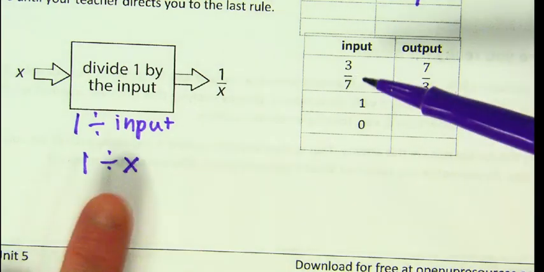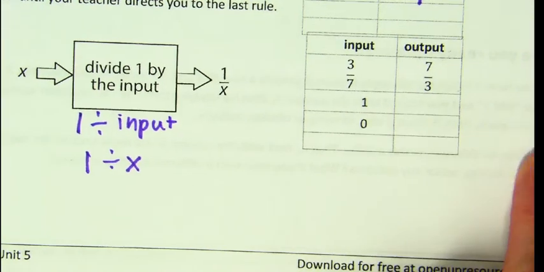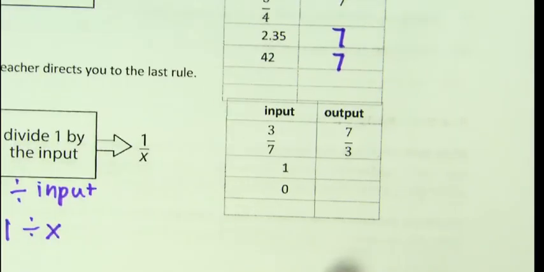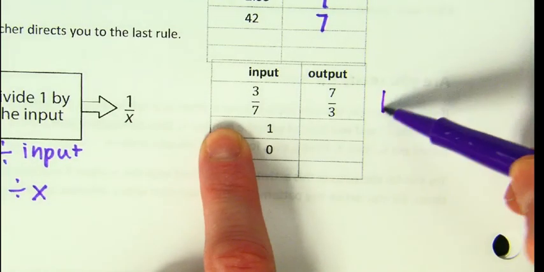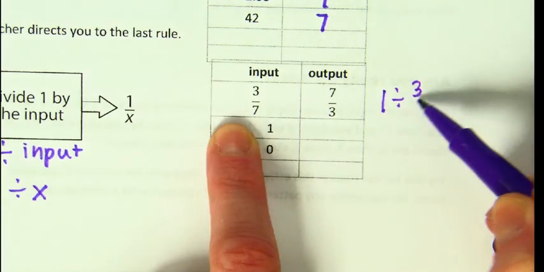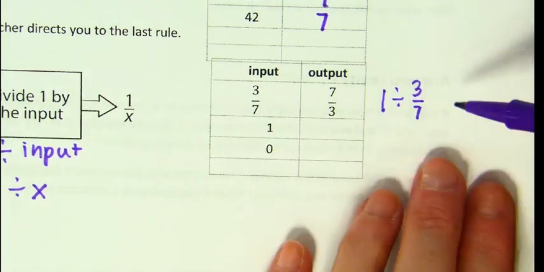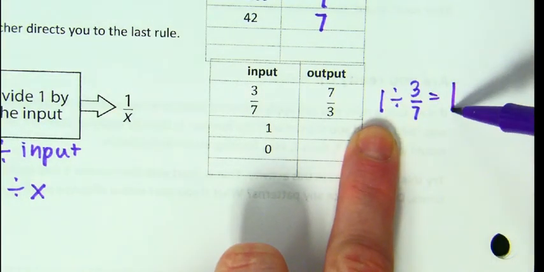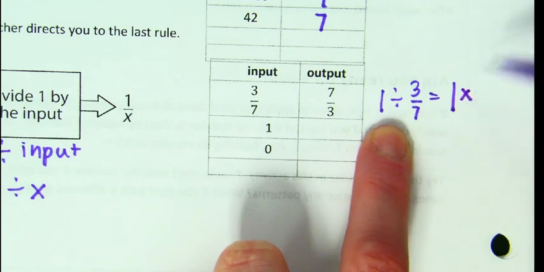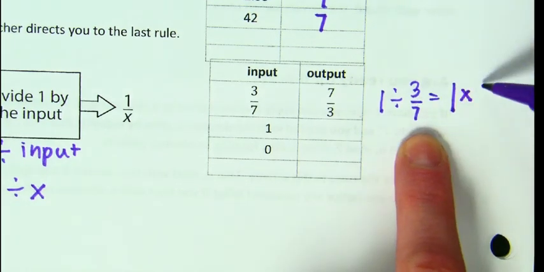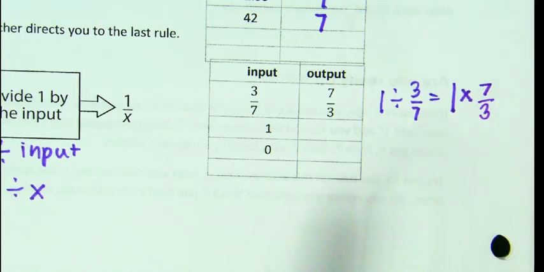So let's look at our rule, 1 divided by the input. Off to the side, we're going to write 1 divided by the input. The input is 3 over 7, right? So 1 divided by 3 over 7. If you remember back to 7th grade, when you divide fractions, you actually multiply. We leave the first number the same, change the sign, and you probably heard your teachers say flip. Keep, change, flip, something like that.